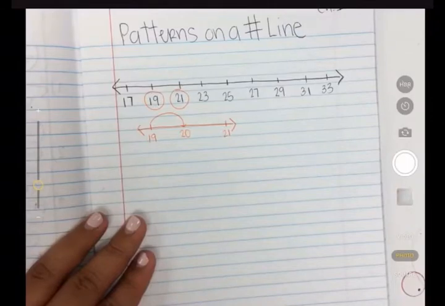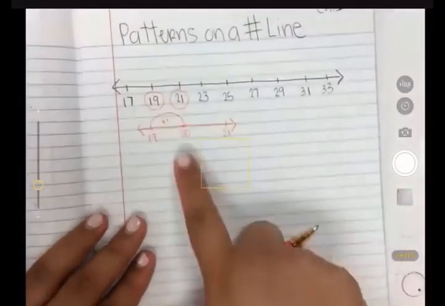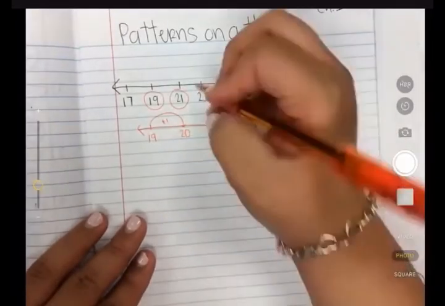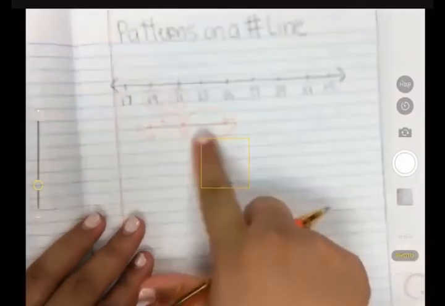Okay, I've hopped 1. Perfect. So I'm going to do a plus 1. Now, I need a hop from 20 to 21. So how many hops did I do there from 20 to 21?